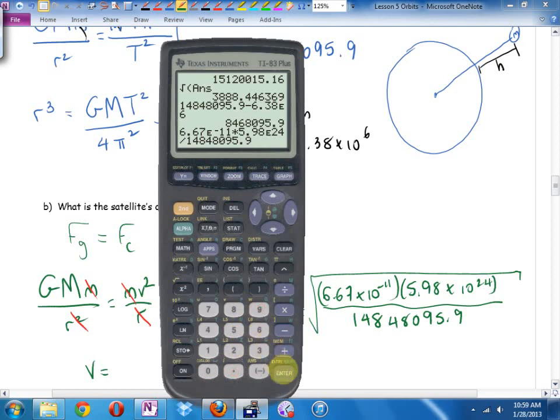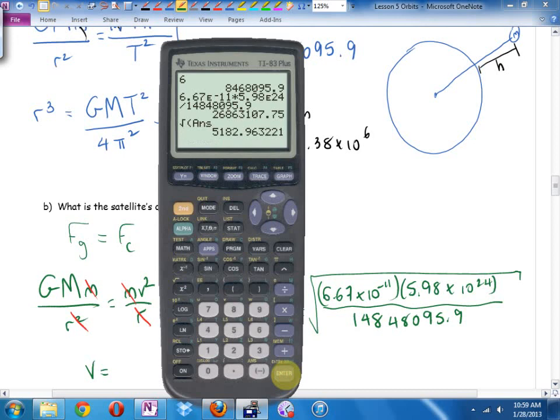4848095.9, square root. You get 5,182.9, 5,180?